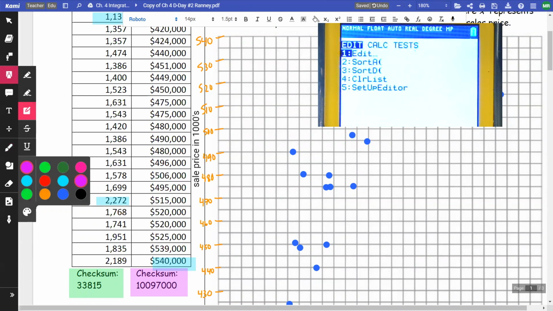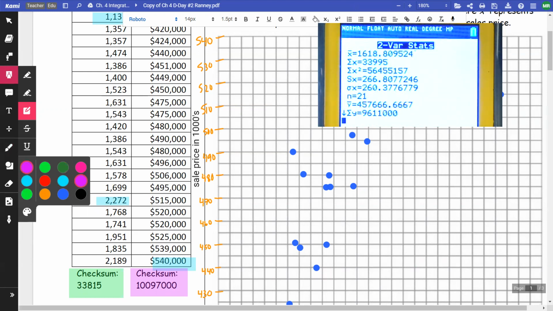So if I go stat, over to calculate, and I go down to number 2. Okay, number 2. I can just press 2, but I want to show you guys this is number 2. And I hit enter, 2 variable statistics. And I just hit return. This is going to give me the values here. This one here is my checksum.